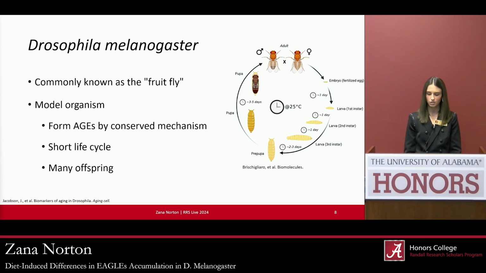The figure on the right shows how the Drosophila life cycle occurs over a period of days as opposed to years, which allows lifespan and aging experiments to be conducted relatively quickly. They also produce many offspring, allowing for large sample sizes and the ability to repeat trials relatively quickly.